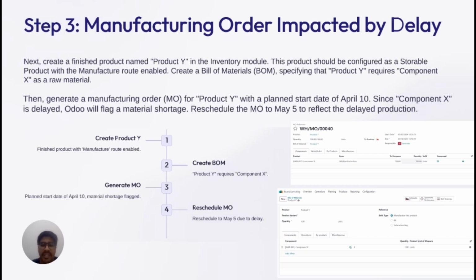We generate a manufacturing order (MO) in the manufacturing module for 100 units of Product Y with a planned start date of April 10. However, since the raw material is delayed, Odoo will flag a material shortage and prevent production from starting. We then reschedule the MO to May 5th to account for the late delivery of Component X.